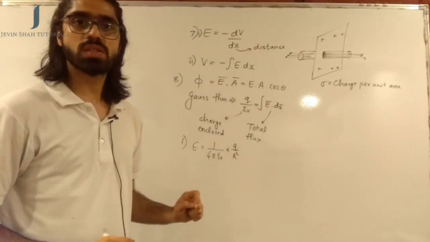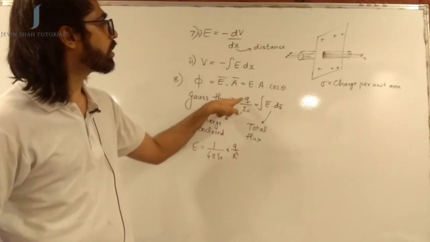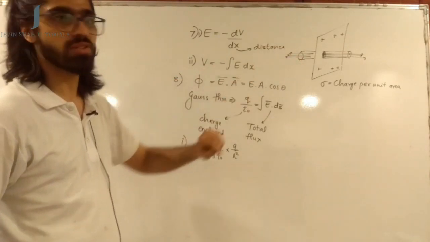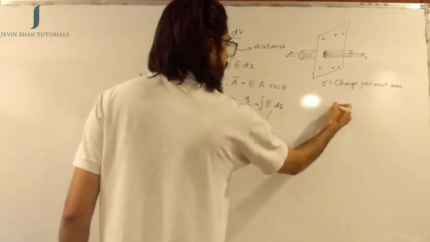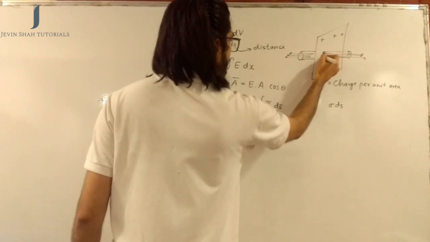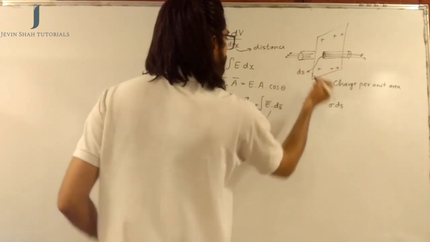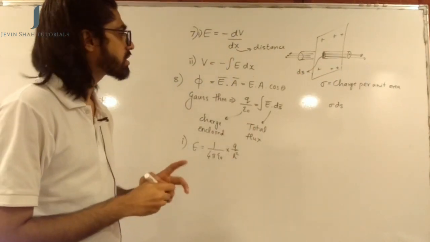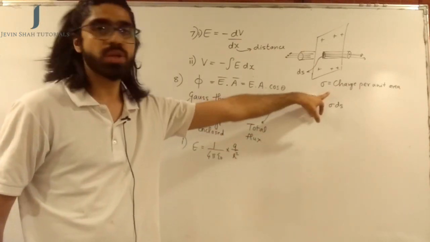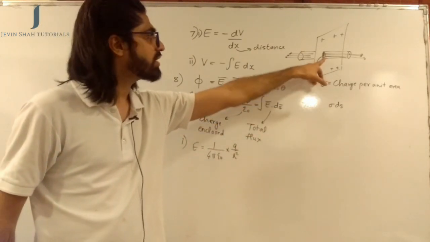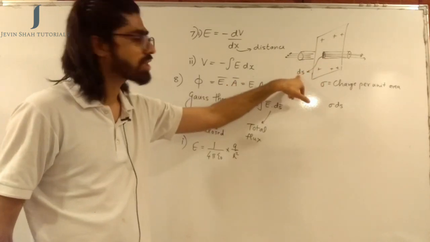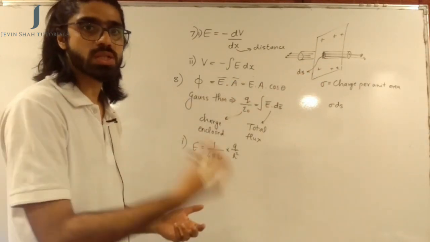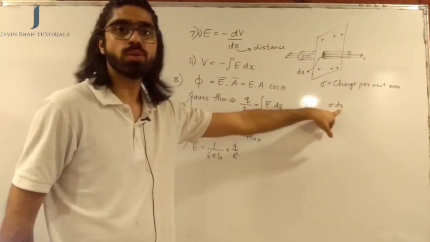So now we can apply the Gauss theorem by saying that the charge enclosed by that Gaussian surface is sigma into ds. Let's call that area ds. It's a small area, the magnitude of which is ds. So sigma was the charge per unit area. The area that the Gaussian surface has enclosed is ds. So the amount of charge that the Gaussian surface has enclosed is sigma into ds.